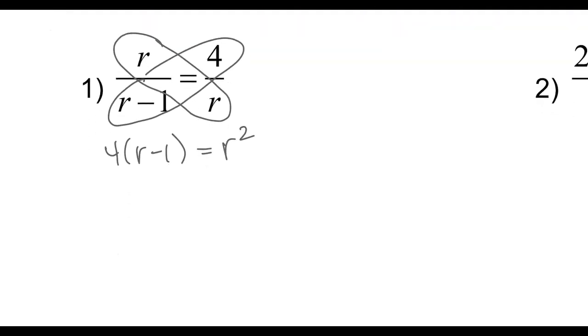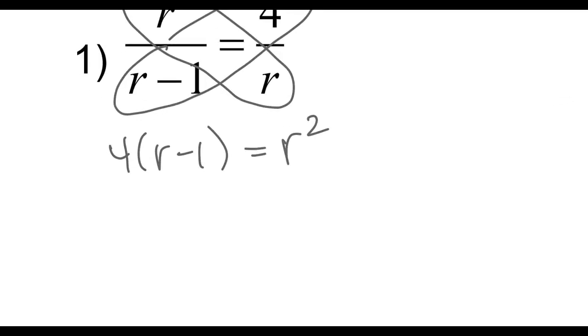Once we do that, Caitlin, what can you do from here? You've done the cross multiplying. Here's the fun part, here's the solving. How do I solve this? What does that parentheses usually mean? Okay, we could distribute. So we're going to make this 4r minus 4 equal to r squared.